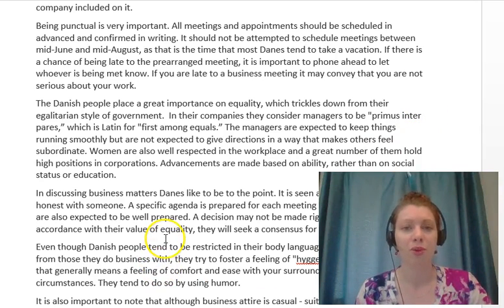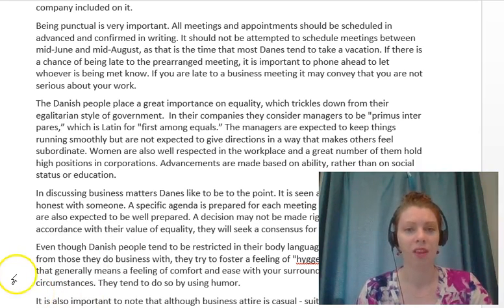The Danish people place a great importance on equality, which trickles down from their egalitarian style of government. In their companies, they consider managers to be primus inter pares, which is Latin for first among equals. The managers are expected to keep things running smoothly, but are not expected to give directions in a way that makes others feel subordinate. Women are also well respected in the workplace, and a great number of them hold high positions in corporations. Advancements are made based on ability, rather than on social status or on education.